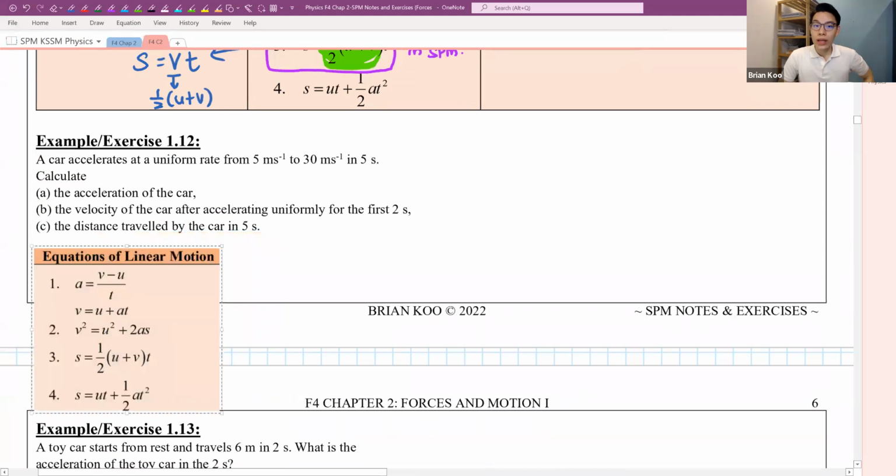Right, so starting with the first question. Usually I won't give you too hard a one. Let's see. A car accelerates at a uniform rate from 5 meters per second to 30 meters per second. So the front one is u, the behind part is v. In 5 seconds. Calculate the acceleration of the car.